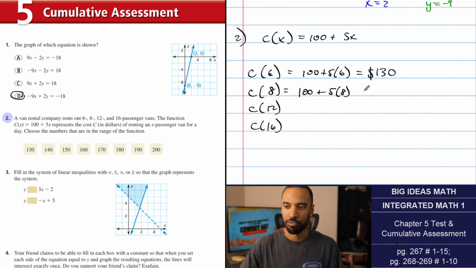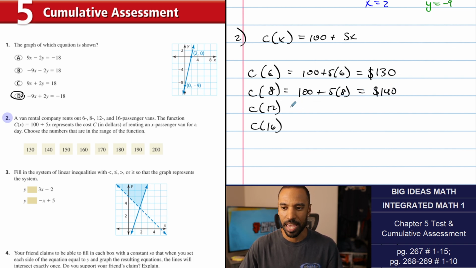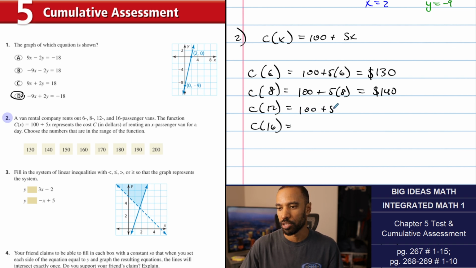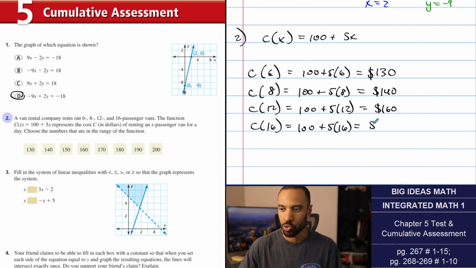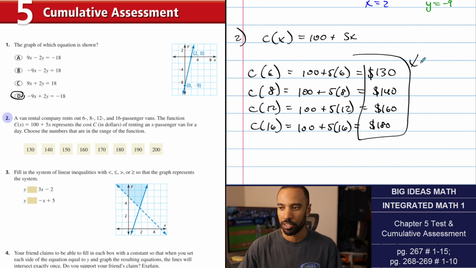5 times 8 is 40, so this gives you 140. Do these all go up by 10s the whole time? No, because the spacing is a little different now. So 100 plus 5 times 12. 5 times 12 is 60, so this is $160. And then 100 plus 5 times 16. 5 times 16 is 80, so this is $180. So these are our range values.